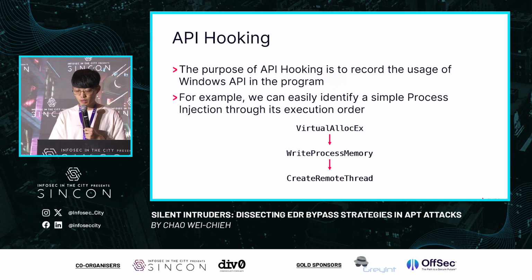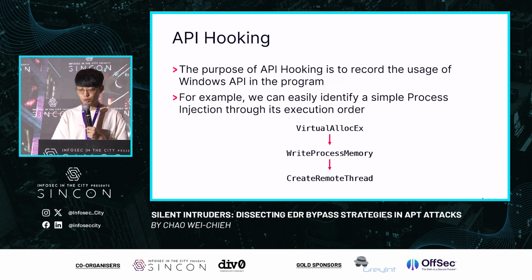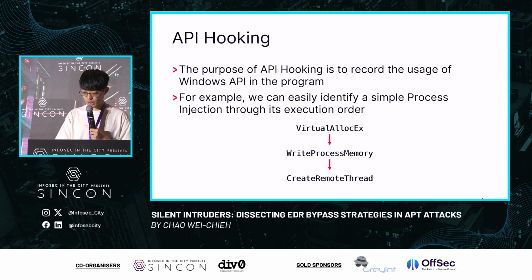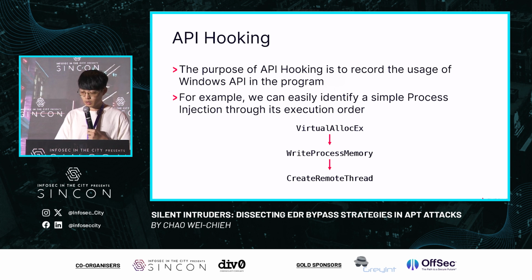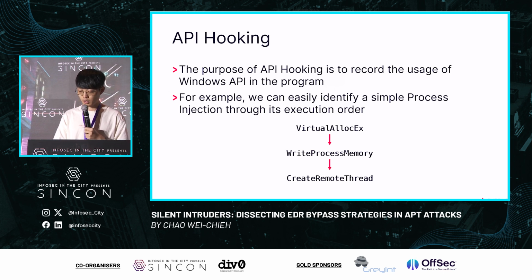And in the first APT case, the attackers try to hook the function inside EDR. But here, EDR will try to hook the Windows API inside the malware. So the purpose of the API hooking by the EDR is to record the usage of Windows API in the program. Because we know that in Windows, everything is done through the Windows API, knowing which Windows API the malware uses can help us identify some behavior.